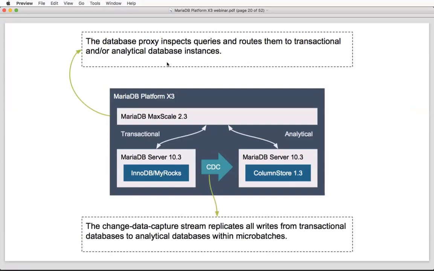The second component is the change data capture stream. So as I mentioned, all those writes, the inserts, updates, and deletes that are going to transactional storage will automatically be replicated to columnar storage. So that same data that's available in one place for transactions is immediately available in another place for analytics.